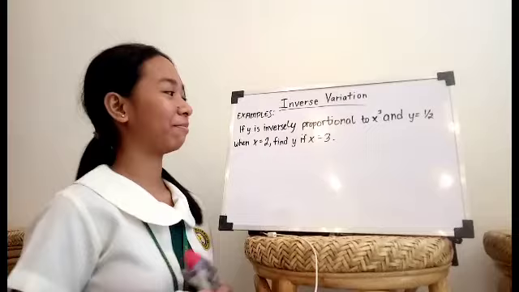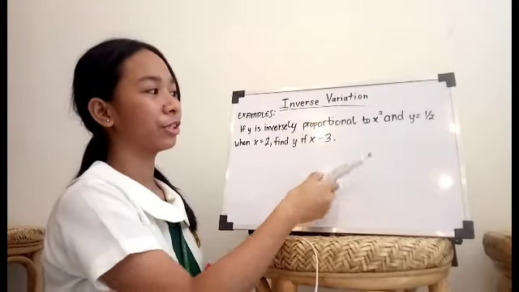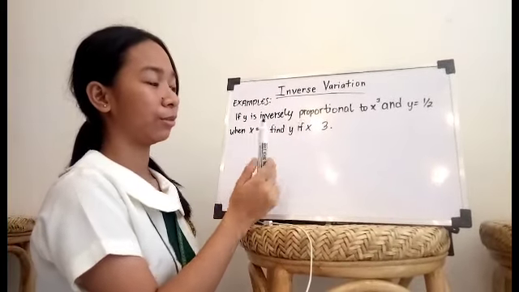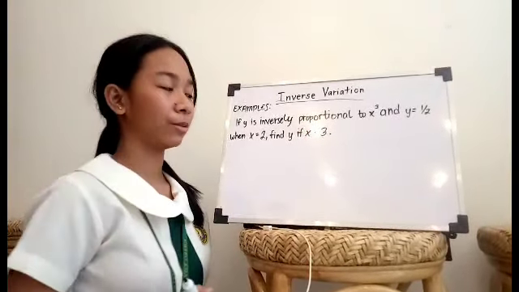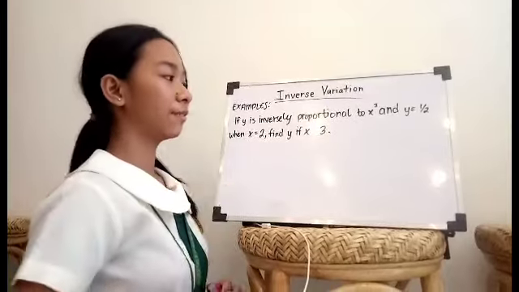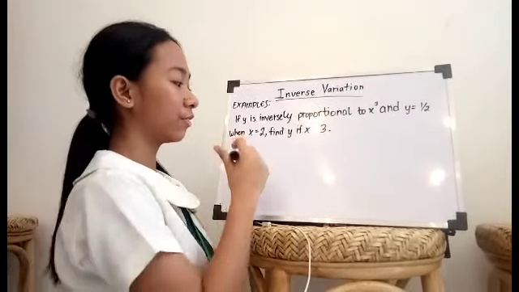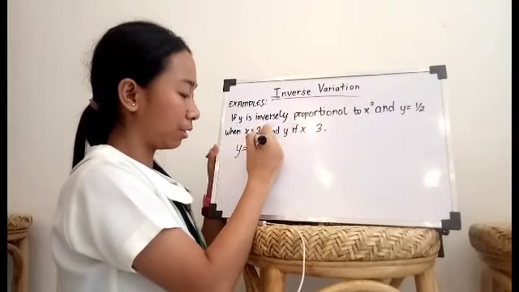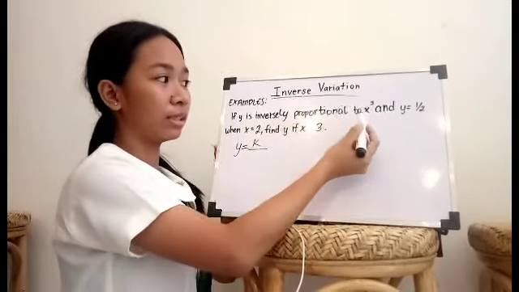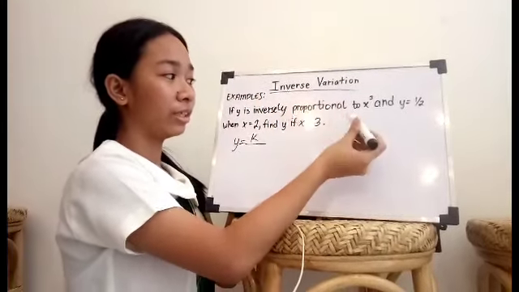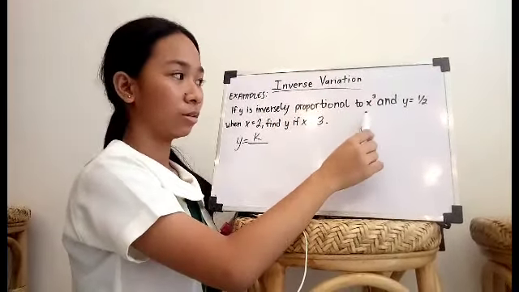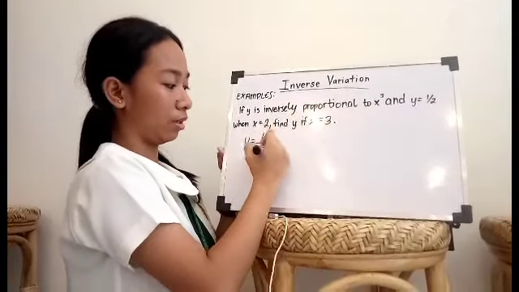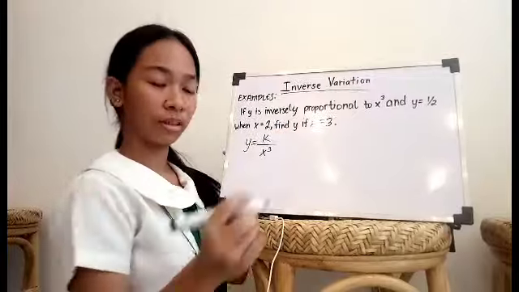So here's another example. If y is inversely proportional to x cubed and y is equal to 1 when x is equal to 2, find y if x is equal to 3. So let's first write the general formula, which is y is equal to k. But then it says here it is inversely proportional to x cubed. So what we're going to do is that the formula will be x cubed, like that.